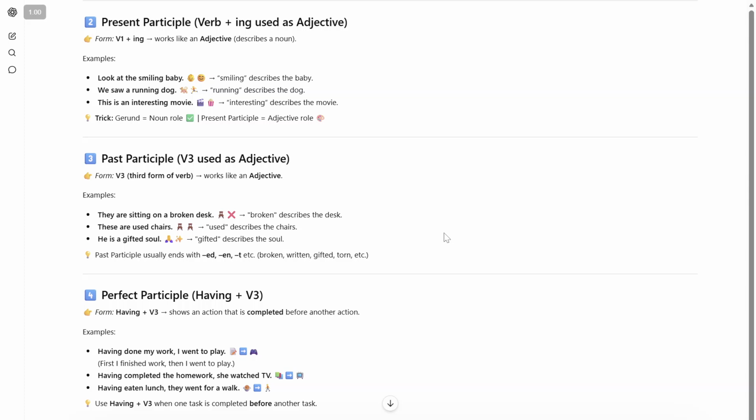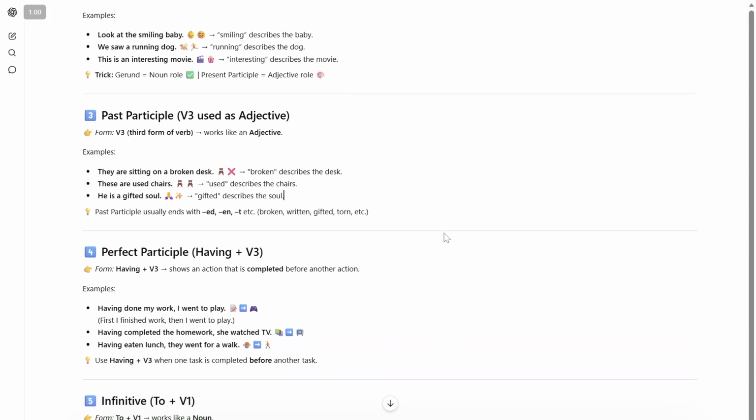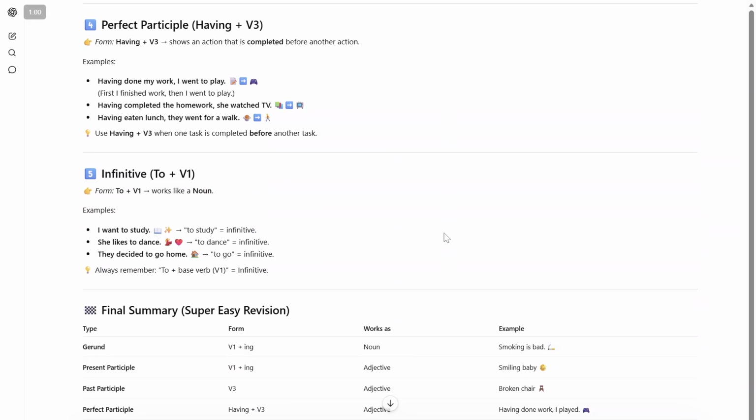Perfect participle: having plus V3 form. Having plus V3 shows an action that is completed before another action. Examples: Having done my work, I went to play. First I finished work, then I went to play. Having completed the homework, she watched TV. Having eaten lunch, they went for a walk. Use having plus V3 when one task is completed before another task.